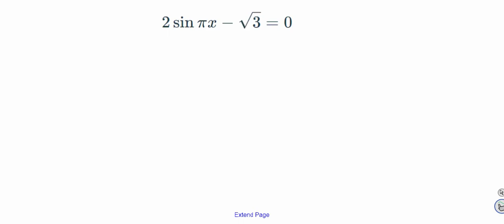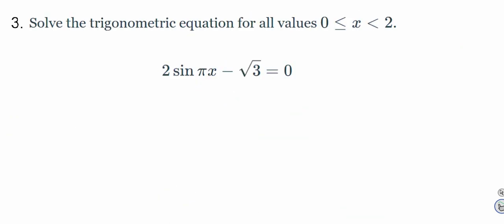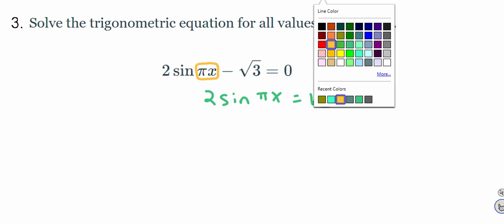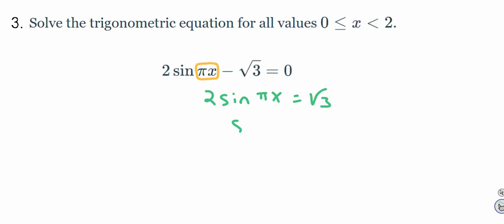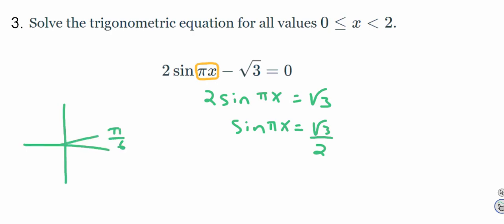All right, our very last one. We're going to go ahead and add root 3 to both sides. Now, once again, we know that we're dealing with something weird: instead of just an x, we have pi x, and that's okay. We can deal with that. So let's divide both sides by 2, and then we ask, where is sine equal to root 3 over 2? Sine is equal to root 3 over 2 down here at pi over 6. Sine is also positive right here at 5 pi over 6. And so those are our two answers.